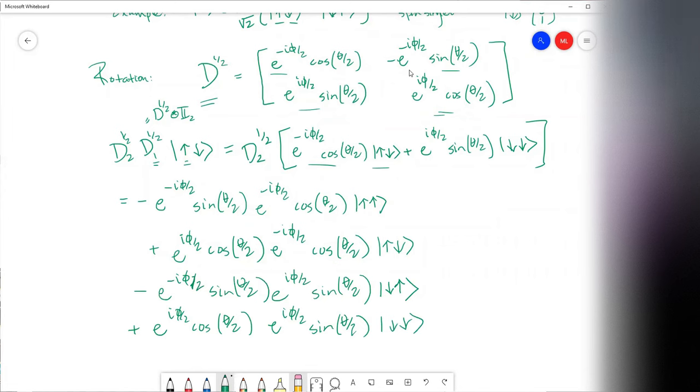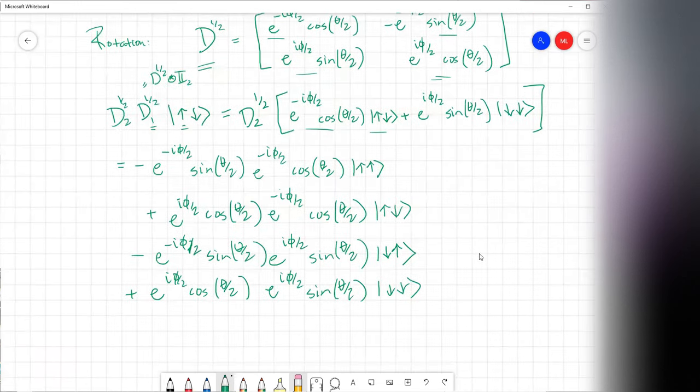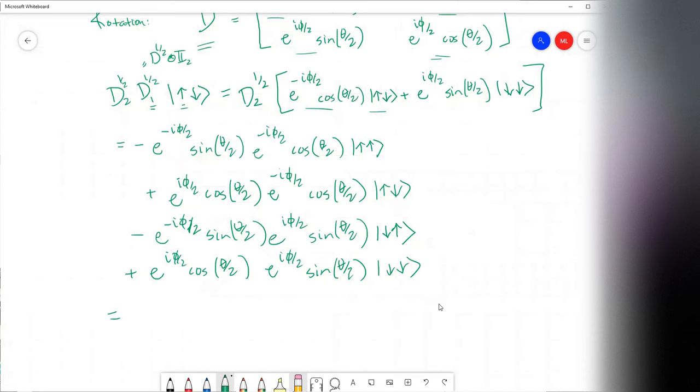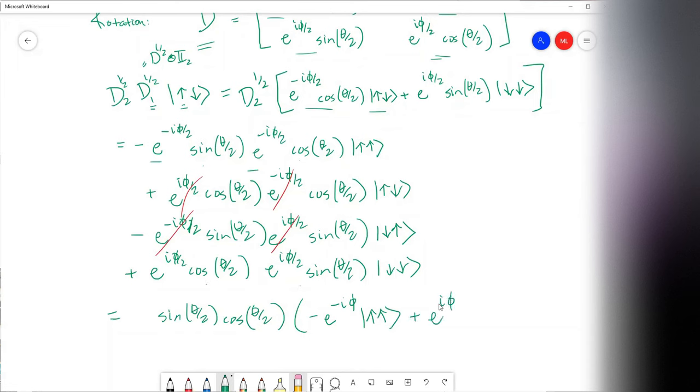Okay, so now we can combine things and start canceling various factors. So when these exponentials come in with opposite signs, they get canceled out. And so what you end up getting is these terms where you have sine theta over 2, cosine theta over 2. And then these would combine to make minus e to the minus i phi up, up. And then there's plus e to the i phi down, down. That's those terms.